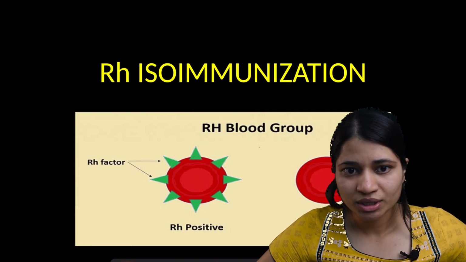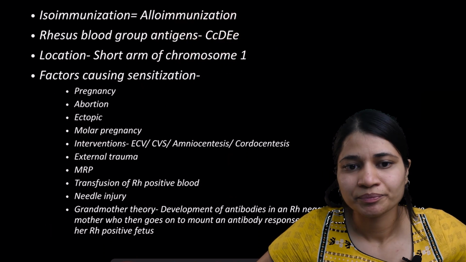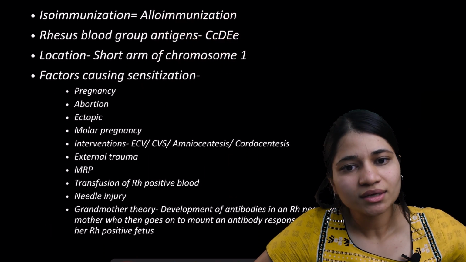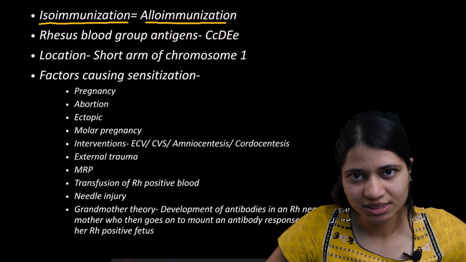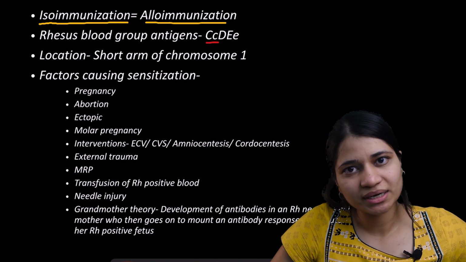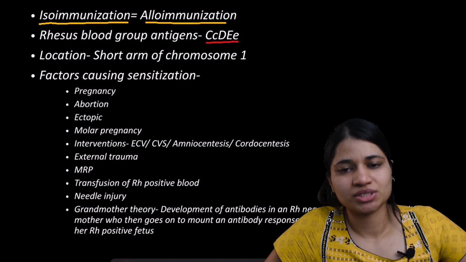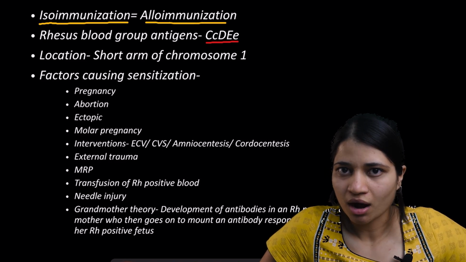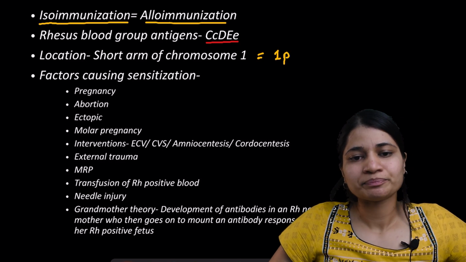So guys, did you know that the term isoimmunization is the same as alloimmunization? Now what are the rhesus blood group antigens? They are capital C, small c, capital D, capital E and small e. So what is the location of these antigens? They are located on the short arm of chromosome 1, that is chromosome 1p.